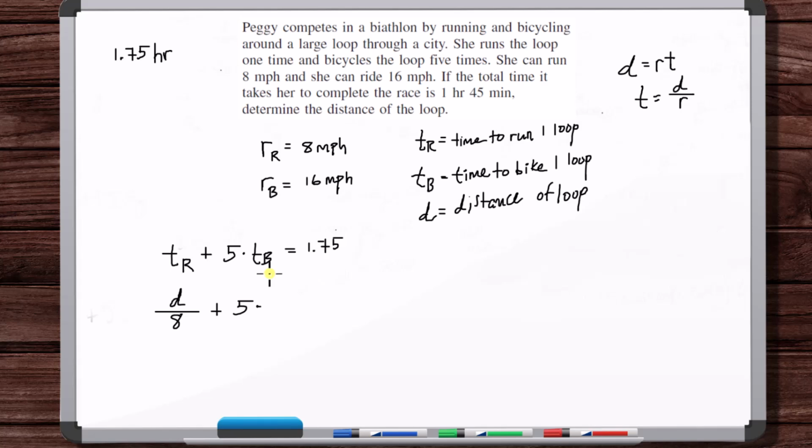Now we're still just talking about one loop here. This 5 takes account of all 5 of the loops, but we're talking about one loop with this TB, right? Think about how we define this. So TB is just D again, one loop, divided by 16.